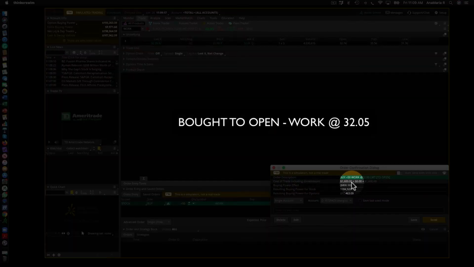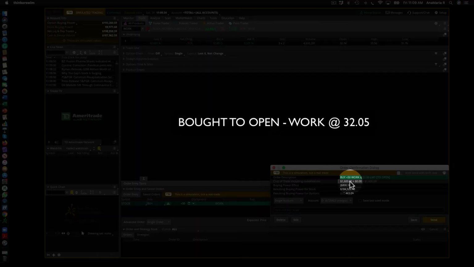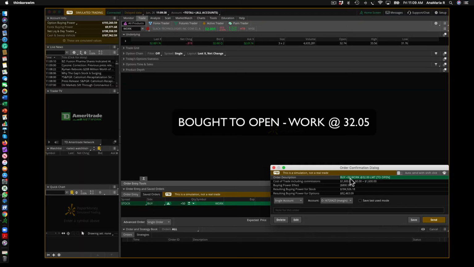It's going to cost me 1,600 because I have margin. My buying power effect is diminishing by 800, so I could do it. Let's say that I really don't want to put positions higher than $1,000, and this is 1,600. And I want to go back and edit so that this is lower. That means that I have to buy less than 50.